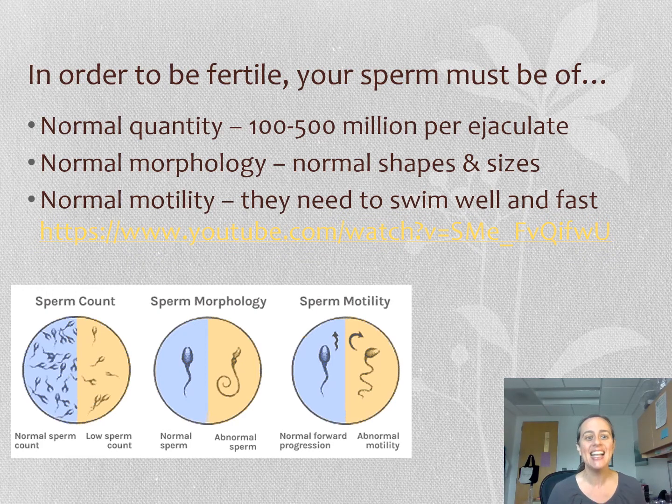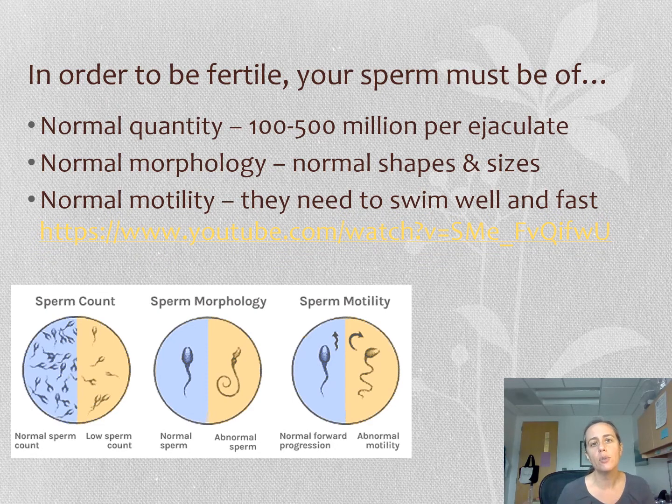Millions, right? So you need to have enough. If you have a low sperm count, then the odds are not in your favor. You don't have as many little swimmers that are hopefully getting to the egg. So you want to have a lot of them. You need to have the normal quantity, or normal sperm count.